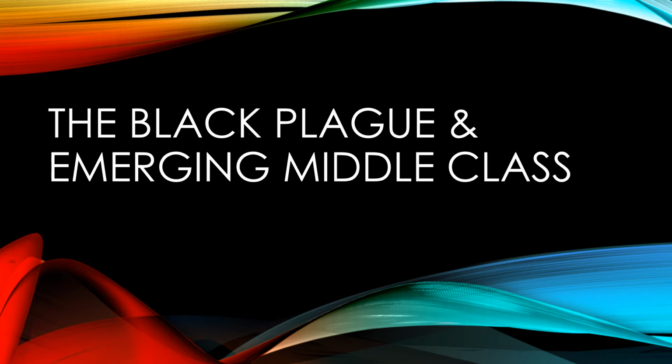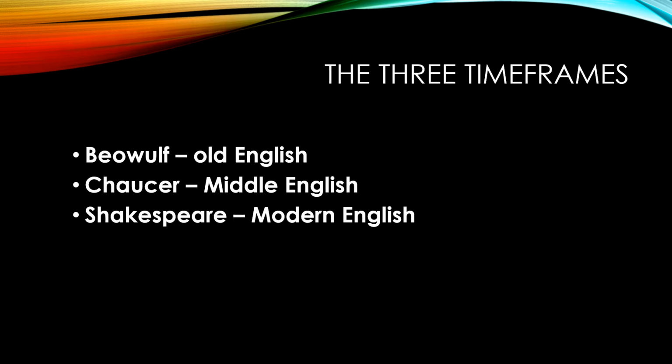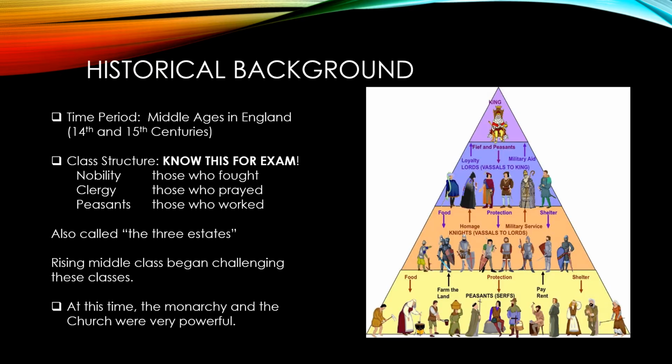This lesson, I'm going to give some background information on the Black Plague and how it contributed to a middle-class society. Okay, we finished Beowulf. In the Middle Ages, we have a class structure. It's very rigid. It's almost like a caste system.